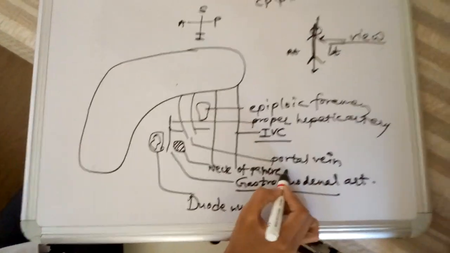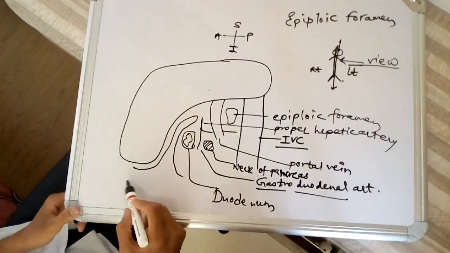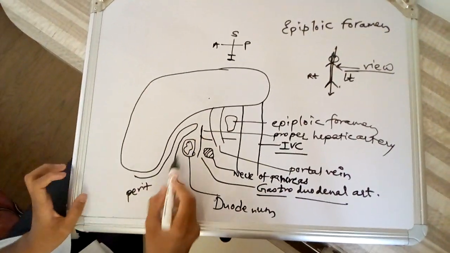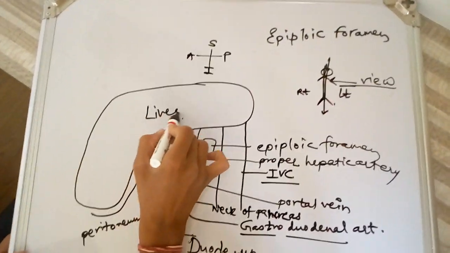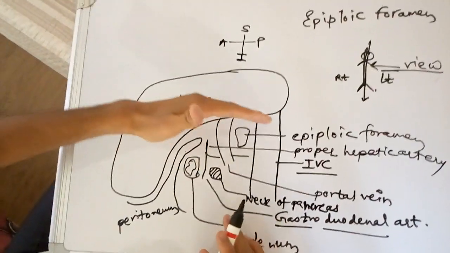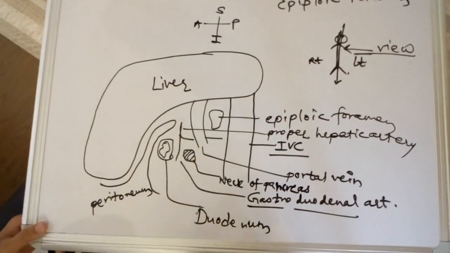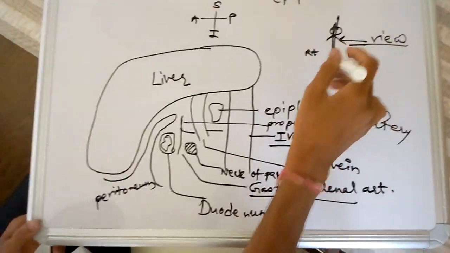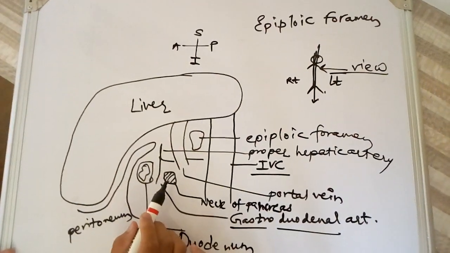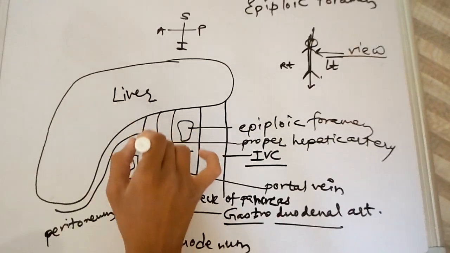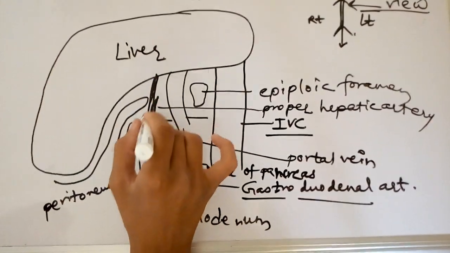Then there is a dot here, and this is the peritoneum. This is the peritoneal cavity and this is the peritoneum. So this is the liver, on the superior aspect and a bit on the anterior aspect. We are viewing from the left side of the patient. This is the epiploic foramen, and there is a duct here. This is the artery and this is the duct, the bile duct.